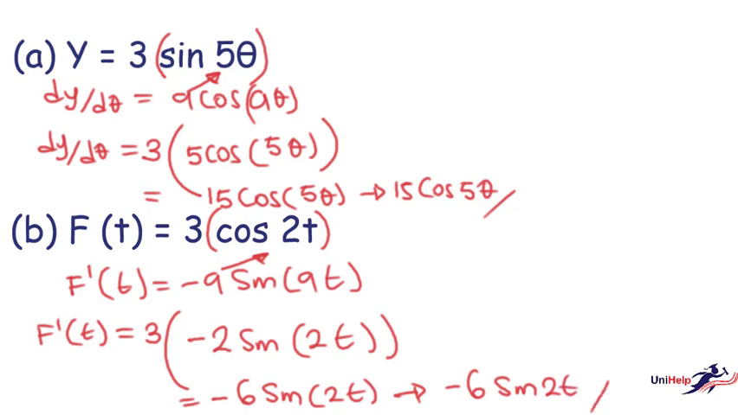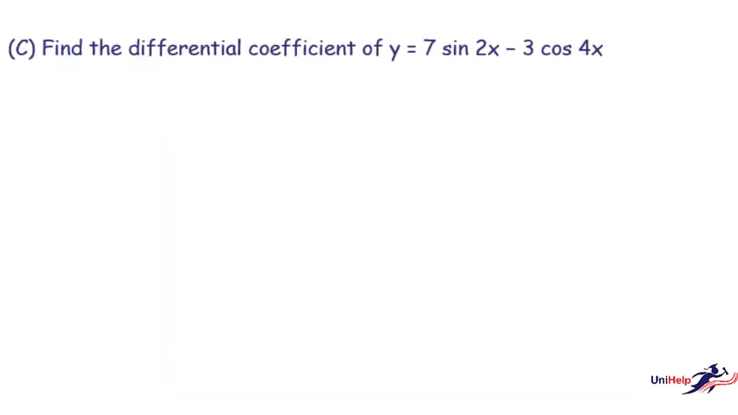And that's it for the second problem as well. In this problem, we're asked to find the differential coefficient of y equal to 7 sine 2x minus 3 cos 4x. The differential coefficient simply means the derivative or the differential.